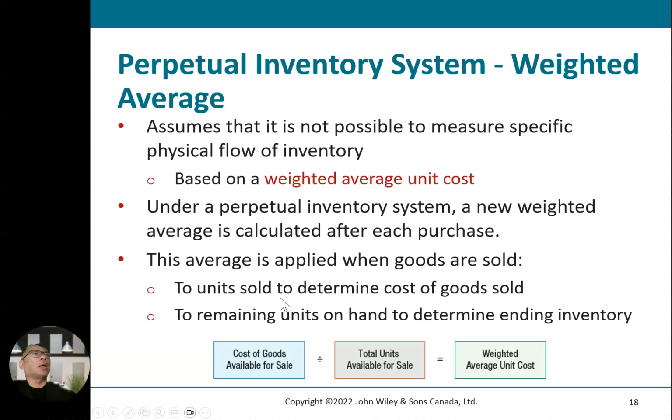Alright, let's look at the weighted average. Assume that it's not possible to measure cost flow of inventory based on specific costs; the weighted average unit cost is mostly popularly used. Under a perpetual inventory system, a new weighted average is calculated for each purchase. The average price of goods sold times total units sold gives the cost of goods sold, and the remaining cost on hand determines the inventory. So the logic here: cost of goods available for sale divided by total units available for sale equals average unit cost.